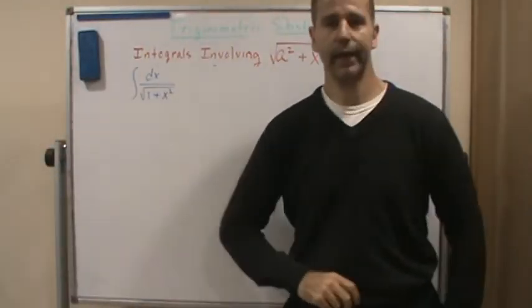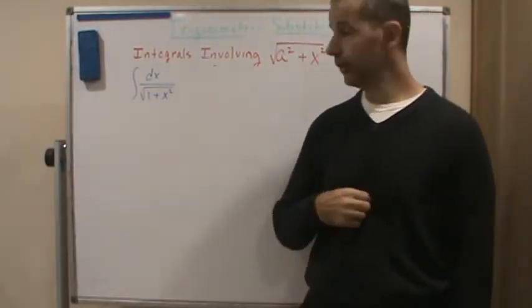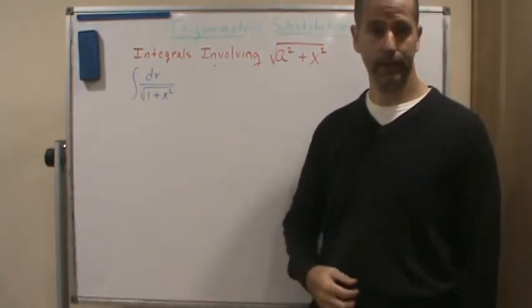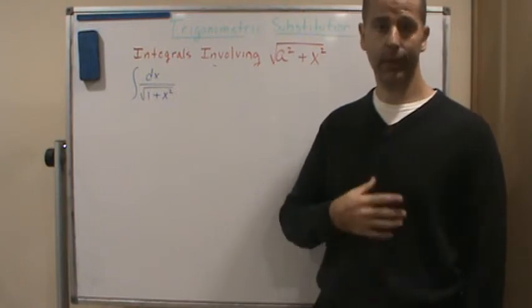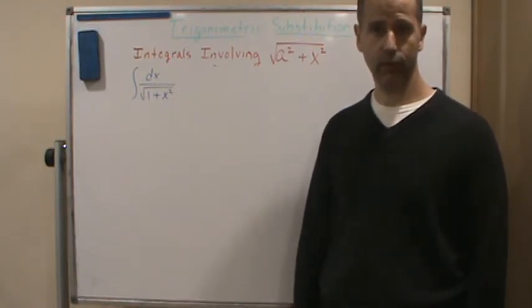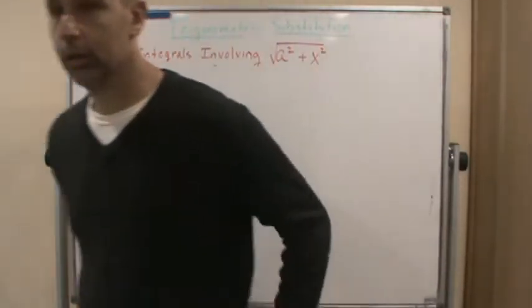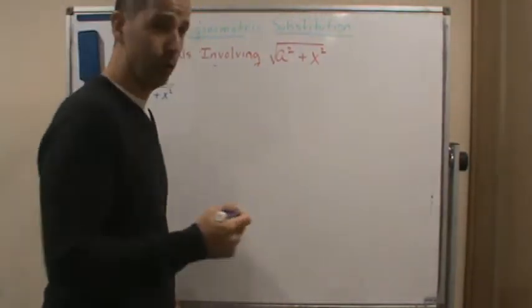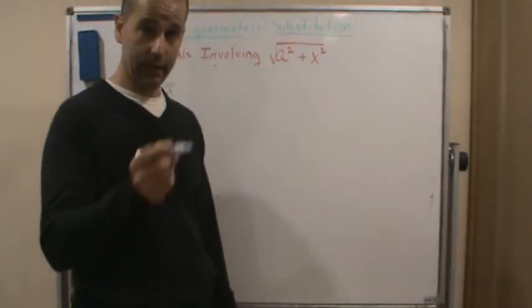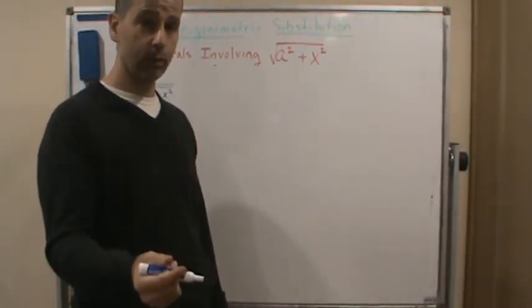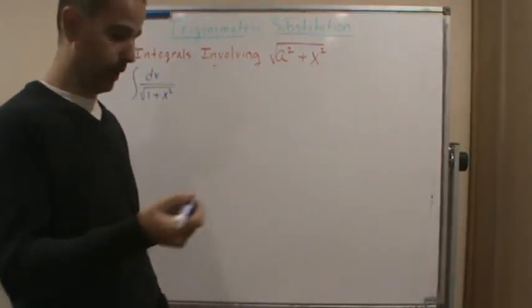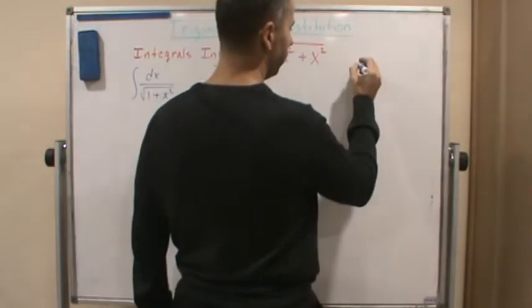Okay, so welcome. In this video, we're going to solve this a different way. We're going to use hyperbolic trig functions. Let me show you. We know that hyperbolic sine is defined for all values of x, so the domain is all real numbers.